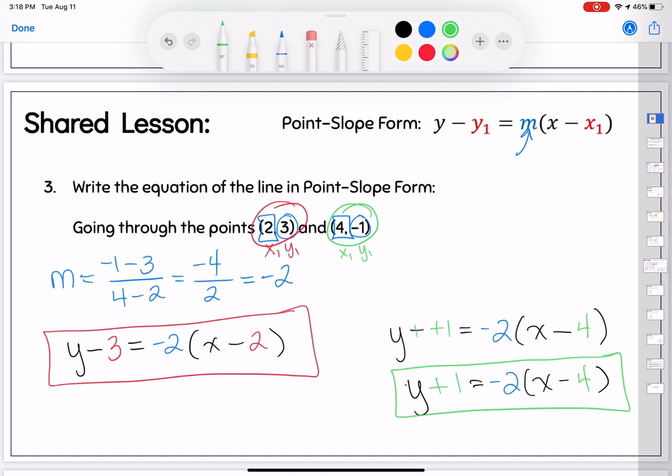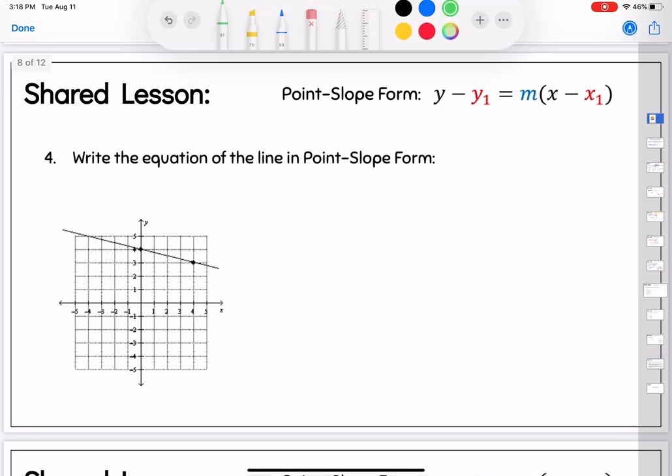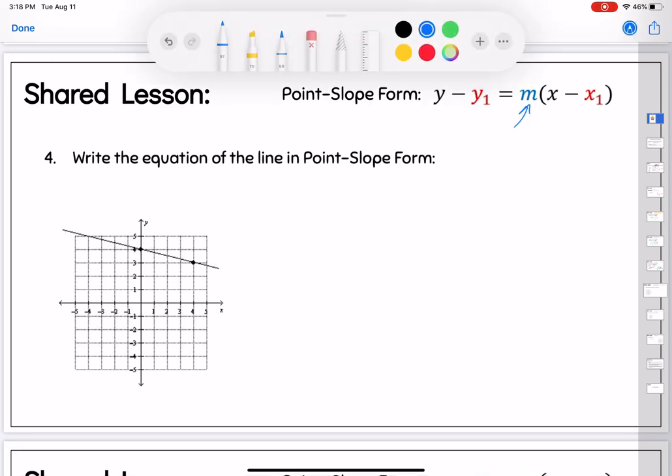Okay. What if we have to write the equation of the line in point-slope form from a graph? So again, I'm trying to find m, the slope, and I'm trying to find a point, x1 and y1. And that x1 and y1 can be any point that's on the line. Well, let's start with the slope, right? Do you remember how to find slope from a graph? Rise over run.